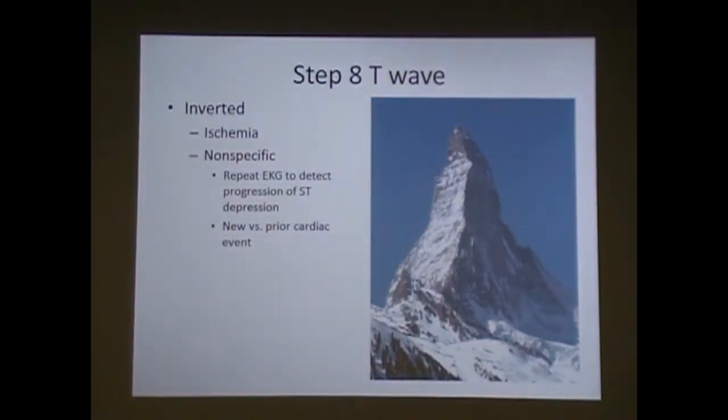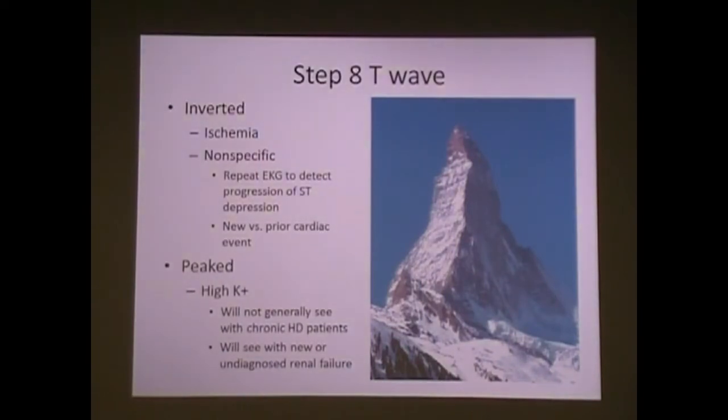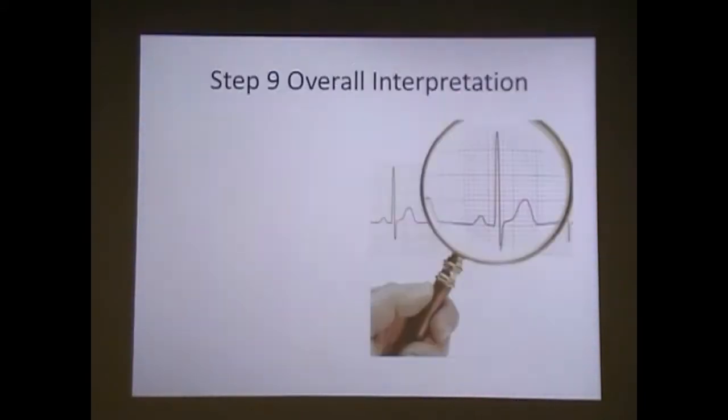But if we do repeat EKGs and we see a progression of depression, that's clinically very important to us. And also it can tell us if they've had previous, new versus previous cardiac events. Remember, peaked T waves are indicative of high potassium. I talked about this before, you generally do not see it with chronic, you will see it with new onset. That's not a hard and fast rule, but I feel pretty comfortable saying that.